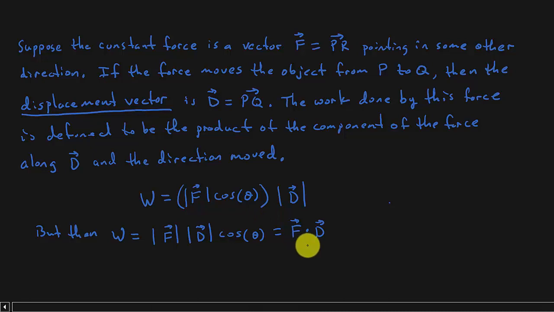All right, and then what is that? Does that look familiar? Remember when we had the magnitude of A times the magnitude of B times cosine theta? That was the dot product of vector A and B, right? So the work would be the dot product of F and D.